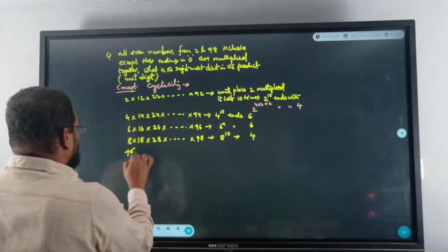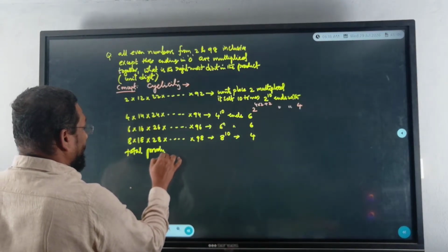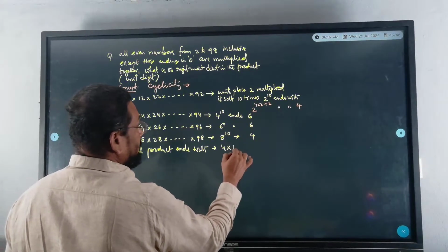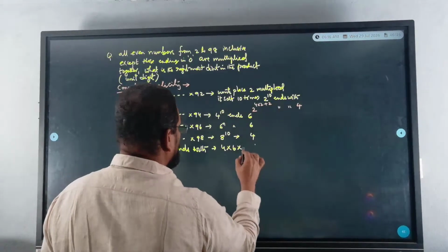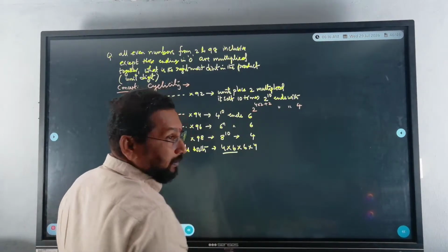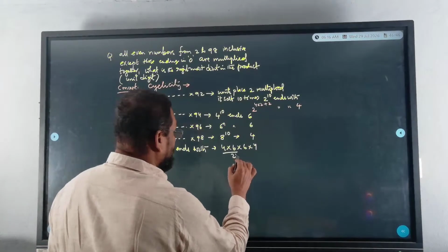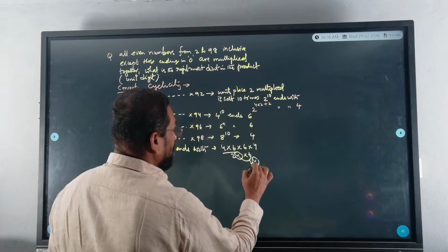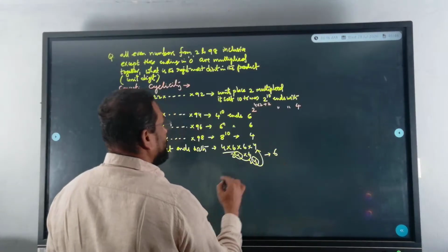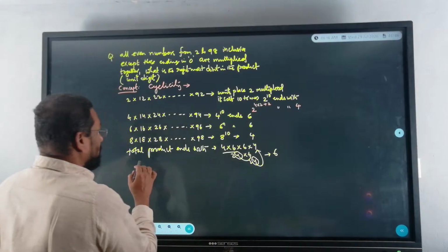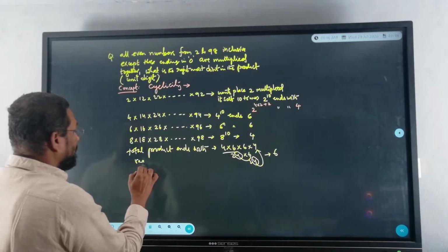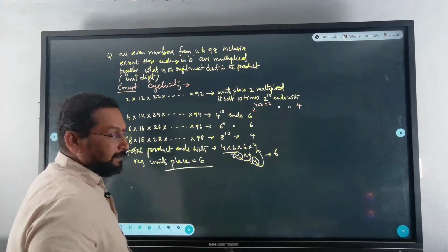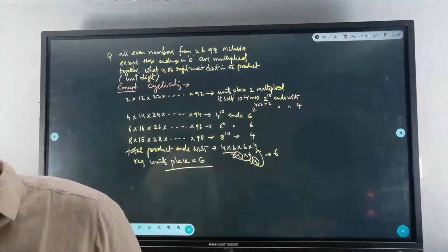Now the total product ends with 4 into 6 into 4 into 6. See, 4 into 6 is 24, units digit 4. 4 into 6 again 24, units digit 4, 4 into 4 gives 6. So the total product's required units place is 6.